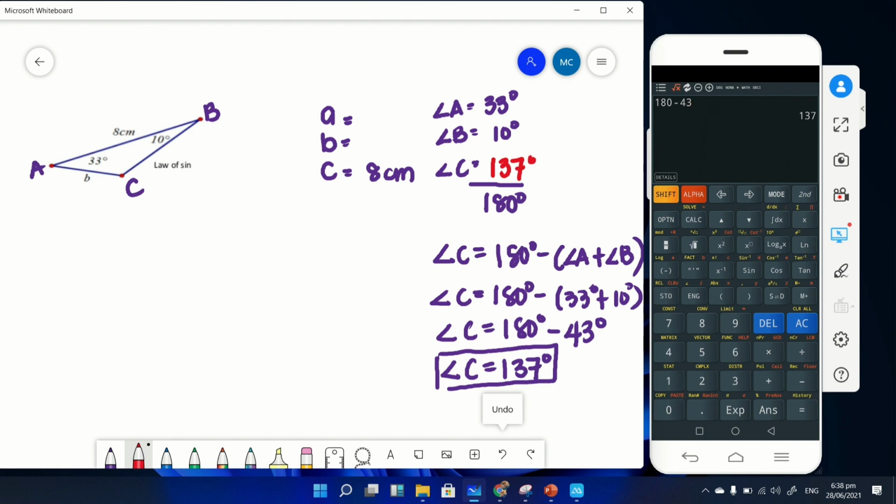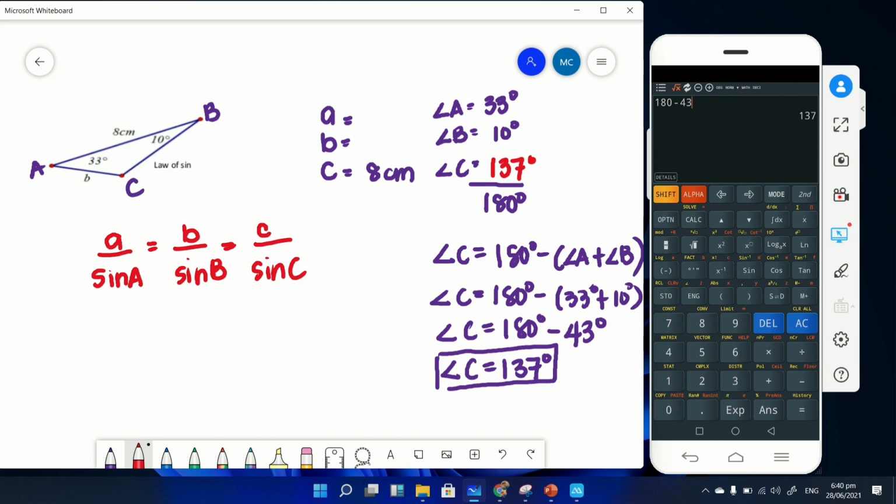Next is, how are we going to solve for side A and side B? So this time, we will apply law of sine. So ano uli yung law of sine? That is A all over sine A is equal to B all over sine B is equal to C all over sine C. Okay? Or pwede naman nating kunin yung kabaligtaran yan, that is sine A all over A.